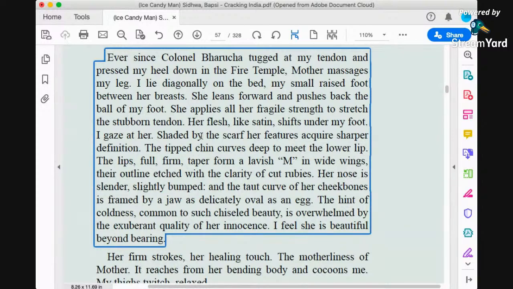So in that way, we can see how much regard this person Lenny has for her mom. The beginning lines, for example, her flesh like satin. It means she was so soft and she was such a delicate type of woman. And that is the kind of regard, the kind of respect and honor, the kind of love which Sidhwa had for the description of the mom.